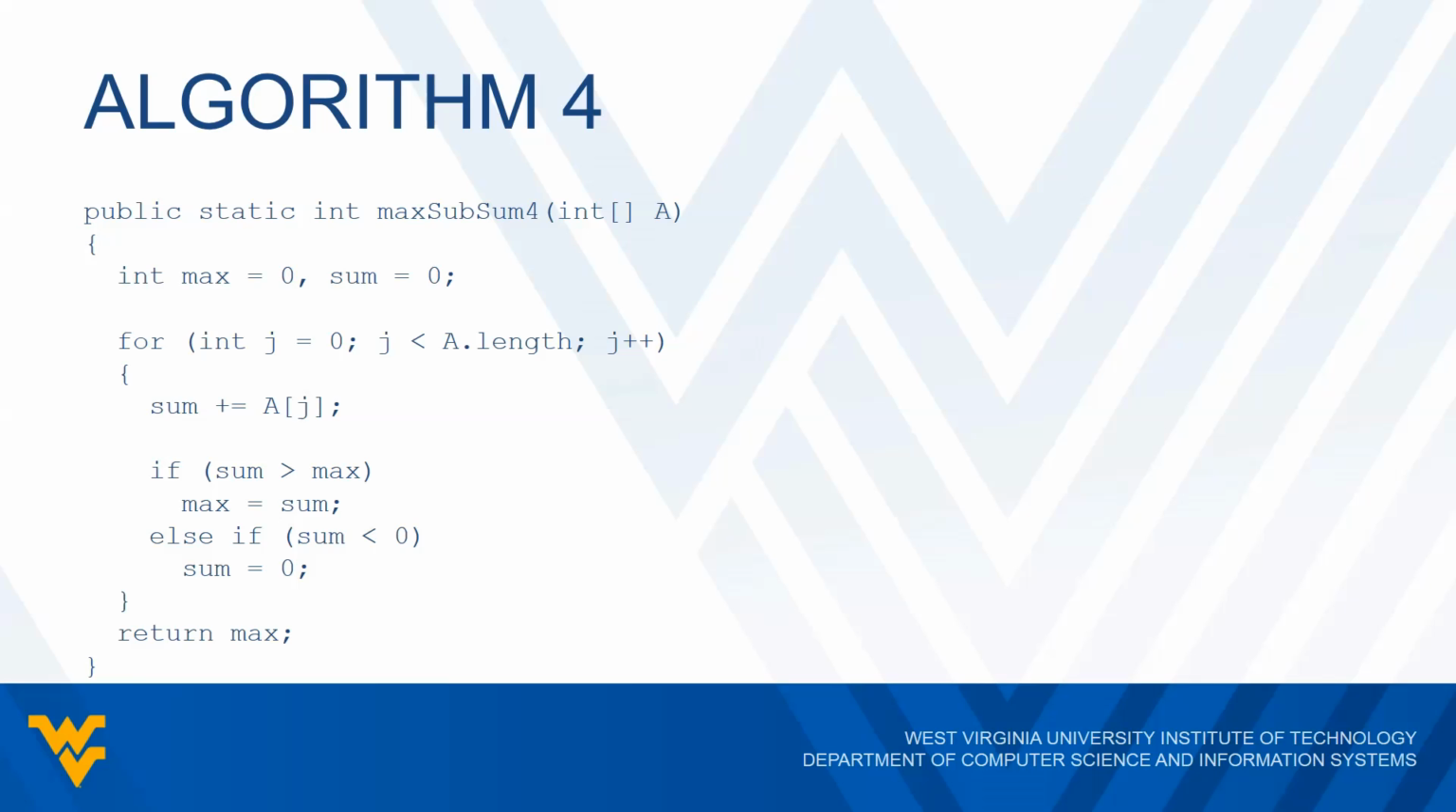The new part is this section right there, where we check if the sum ever becomes negative. We just say that the sum is 0. And we're going to see why that works, but the basic answer is if our sum ever becomes negative, there's no way that a negative sum can ever be our maximum sum. So we do want to eliminate any possibilities of having negative sums.